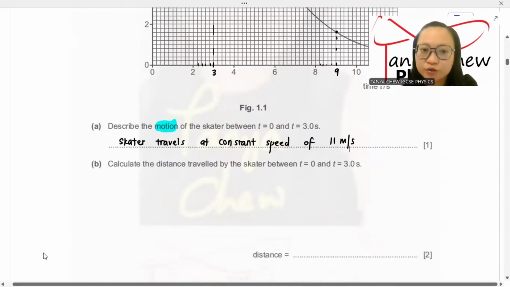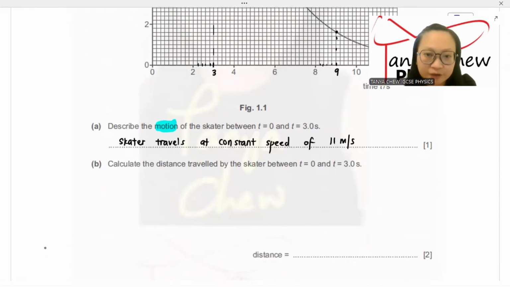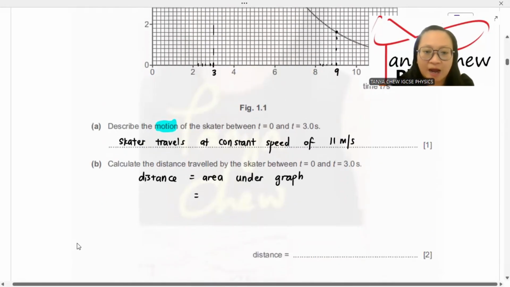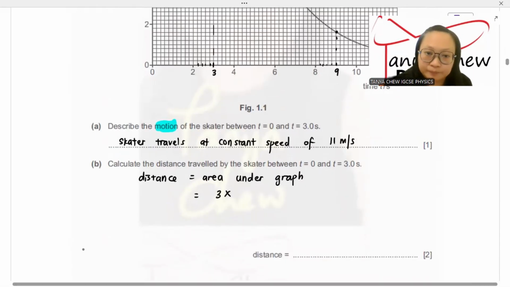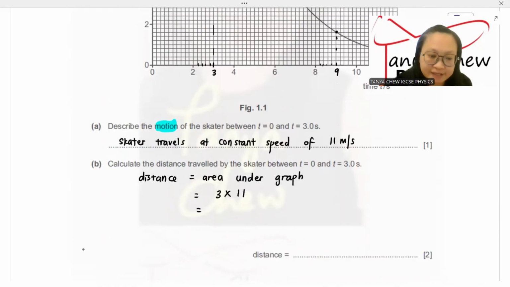Since the question asks us to find the distance traveled by the skater, I'm going to use distance equals area under graph. This is the area of a rectangle, so it is length times height. The length is 3, the height is 11. So the answer is as easy as 33 meters. So 33 meters is the answer.